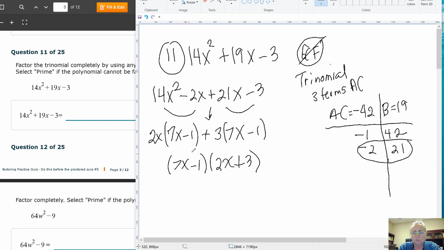So I can FOIL this to check it. That would be 14x squared, 21x, minus 2x. See, that's the two numbers from the FOIL rule. And then minus 3 would give me the minus 3. Negative 1 times 3. That's number 11.